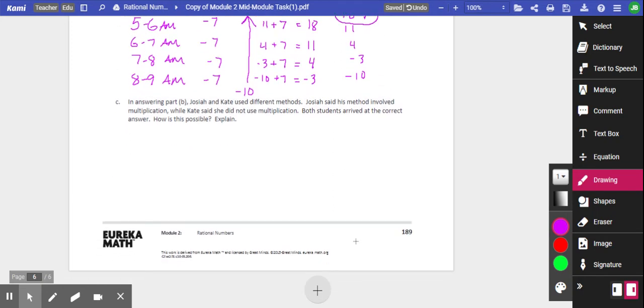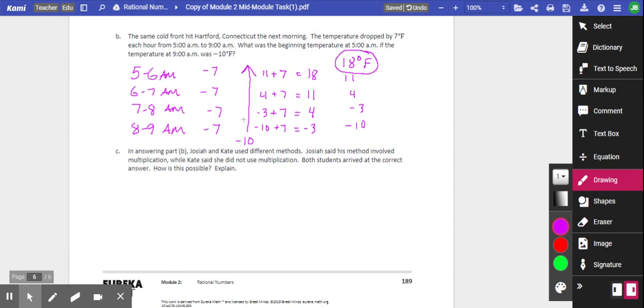Which takes us to part C. In answering part B, Josiah and Kate used different methods. Josiah said his method involved multiplication, while Kate said she did not use multiplication. Both students arrived at the correct answer. How is this possible? Well, let's think about it. If we were going to add 7 four different times, could we have said that we started with negative 10 and add to that the 7 times 4?